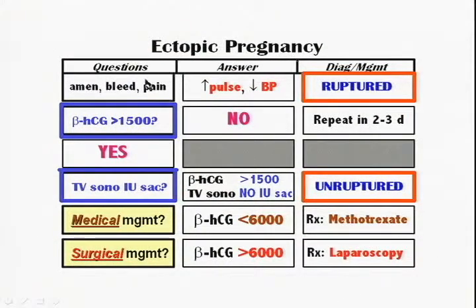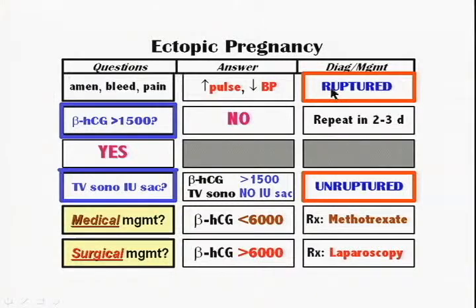All right, let's look at what we're going to talk about. If you have amenorrhea, bleeding, and pain, you must suspect ectopic pregnancy. In the presence of tachycardia and hypotension, your diagnosis is ruptured ectopic, and the management is operating room right away, because this patient is going under. Let's say she has amenorrhea, bleeding, and pain, but no tachycardia, no hypotension. Then we look at what's the beta-HCG titer, and does transvaginal ultrasound show an intrauterine gestational sac.